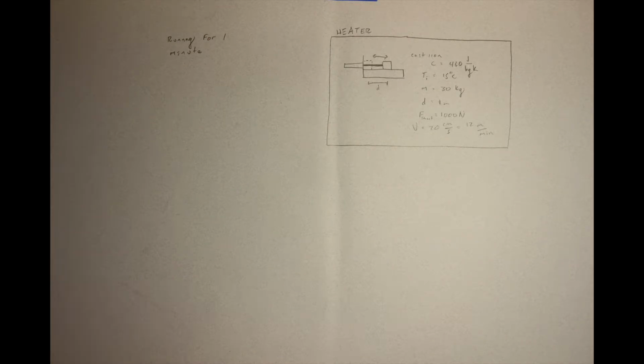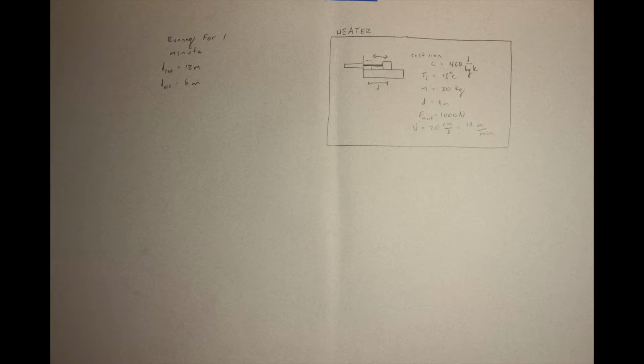This linear actuator applies a constant force of 1000 newtons and switches direction instantaneously. The block travels at a velocity of 20 centimeters a second, which is the same as 12 meters per minute. So if I run the heater for 1 minute, the distance the block will travel is 12 meters. Because both blocks are cast iron, the effective distance that friction is applied is 1/2 of the total distance.